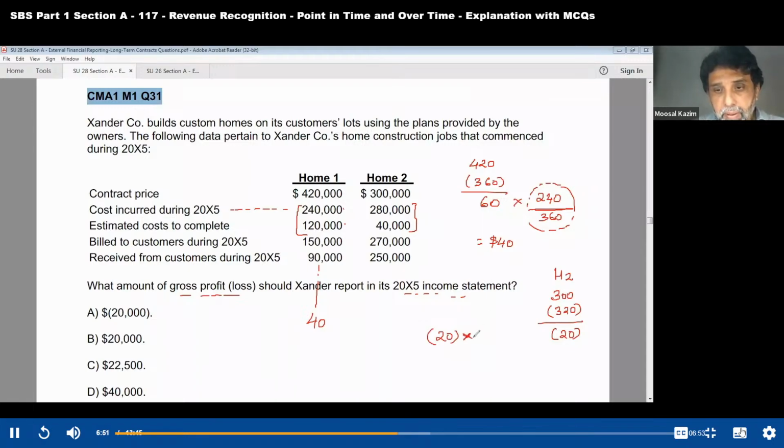Now this 20,000 loss, we'll put the percentage. Let's calculate the percentage of loss to be taken by the cost to cost method. That is 280 divided by the total cost, 320. Nope, you will not do this. Okay, I just wanted to stress on the fact. That's why I first attempted to apply the percentage.